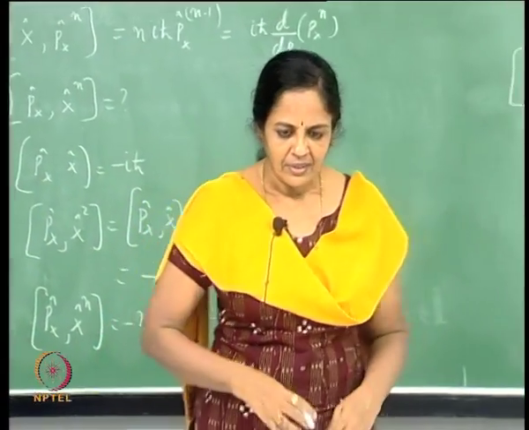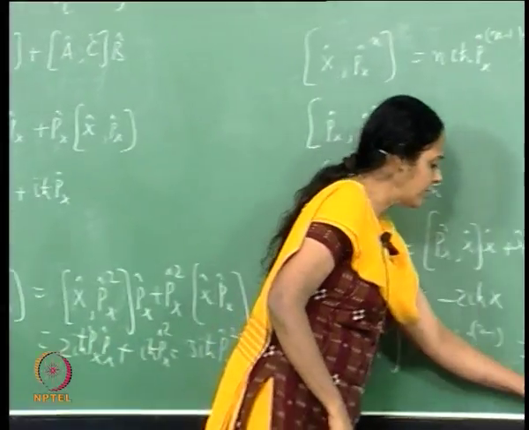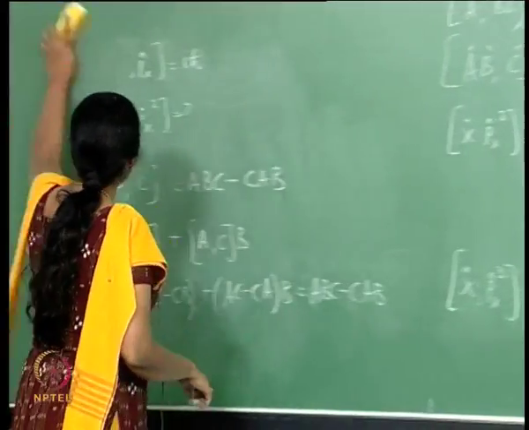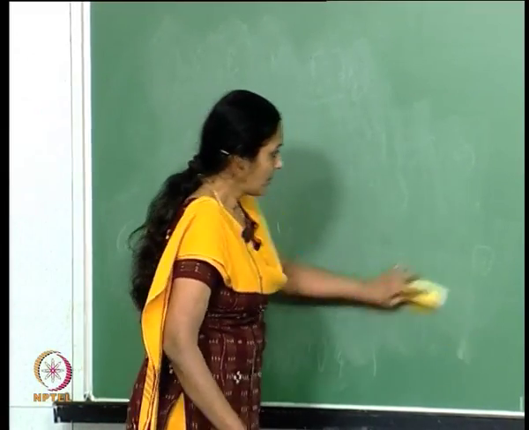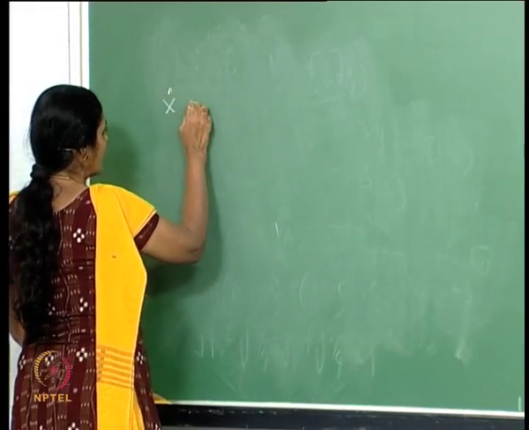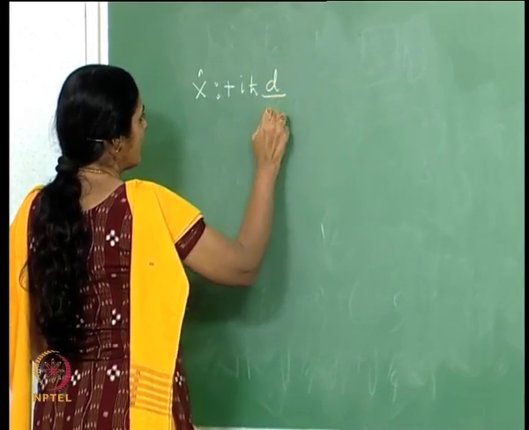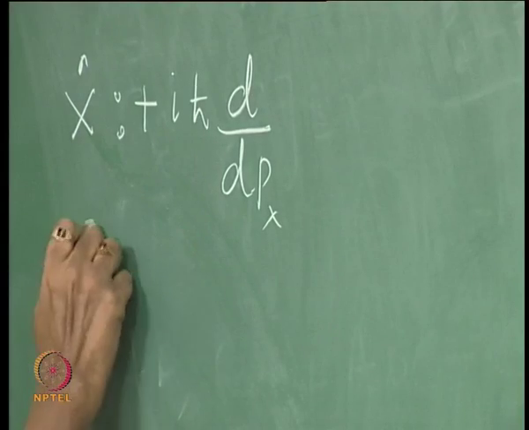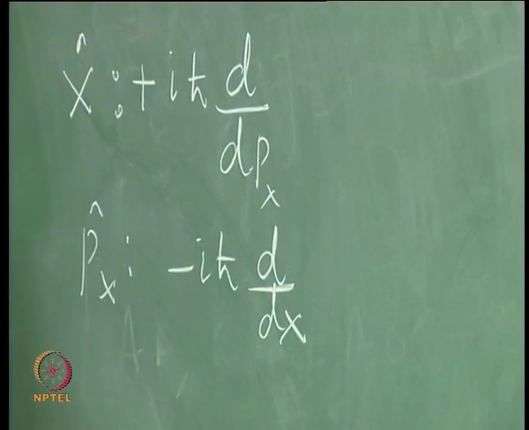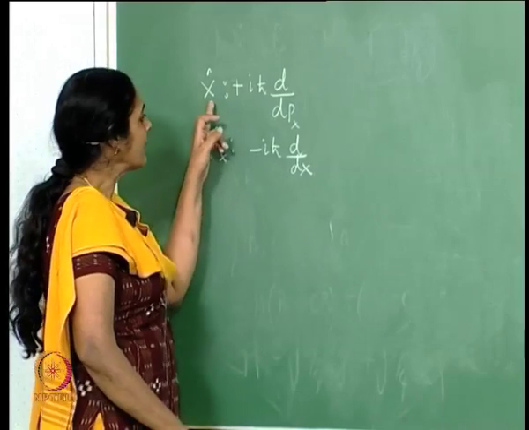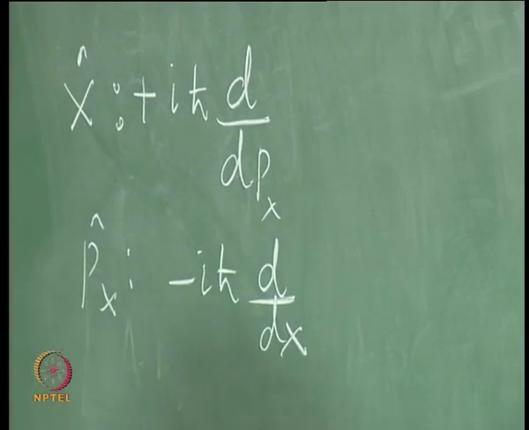From all this, it strikes me that I might be able to make this very important identification, that if I have to write x in terms of p, the identification would be that x can be written as plus iħ d by dpx, and px can be written as minus iħ d by dx. In other words, I can give a differential operator representation for the position operator and the momentum operator.